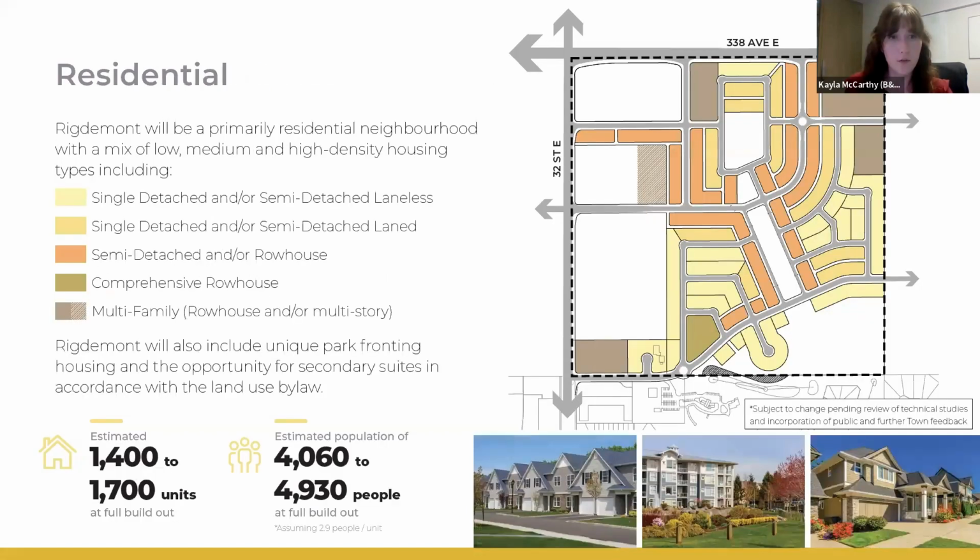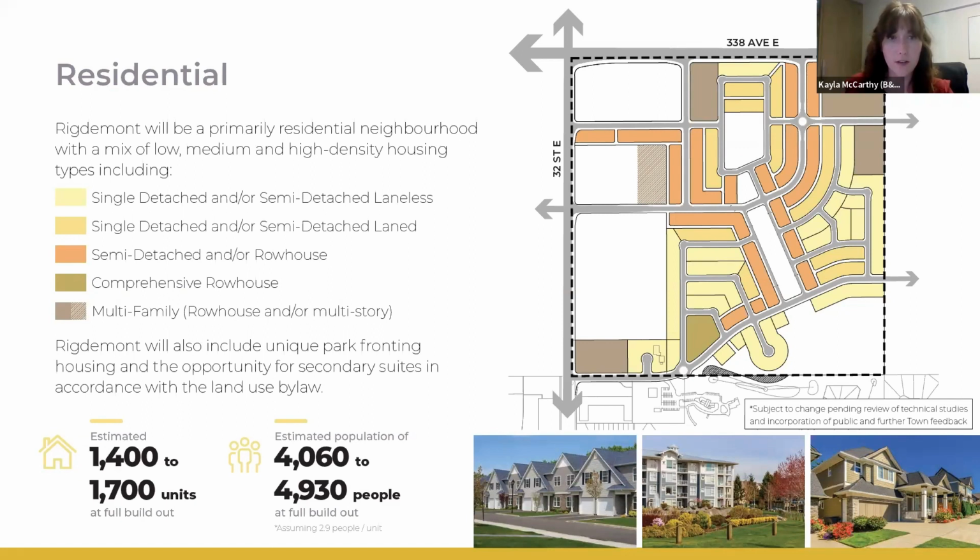When it comes to residential development within Ridgemont, the plan includes a mix of housing types throughout the community. The lightest yellow and medium yellow will be a mix of front drive and lane access, single detached and semi-detached housing. Fronting onto the collector network in the orange color will be slightly higher density housing, mostly in the form of semi-detached and row housing.